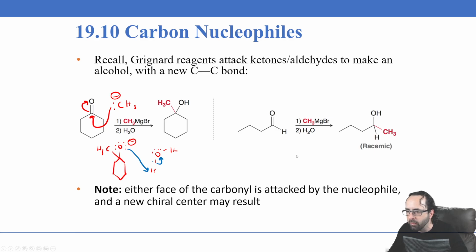Again, just like before, this nucleophile can attack from either side. So assuming that you have a chiral carbon, which you probably will because you're going to ultimately get an alcohol attached to that same carbon, you're going to get a racemic mixture of products.